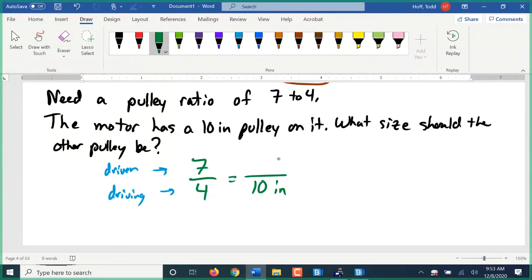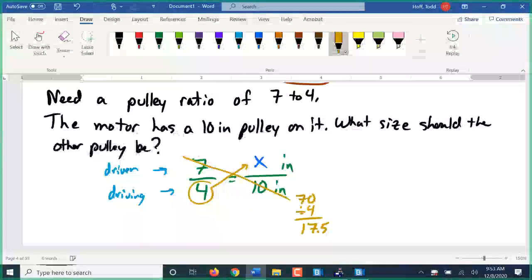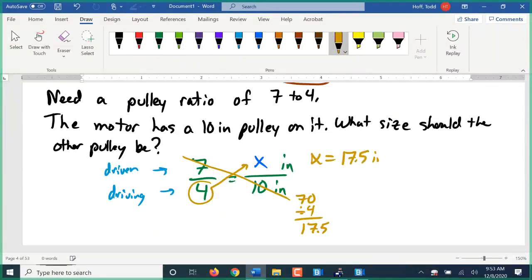Now again, all that the inches tell us is that we have to have inches on top. That's going to be X inches. So to find that, we'll do our cross multiply and divide. The two numbers that are diagonal are the 7 and the 10. So we do 7 times 10 is 70. Then the number that's diagonal to our missing number is the 4. So we'll divide by 4, which gives us 17.5. So X equals 17.5 inches. A 17.5-inch pulley is what we need there.